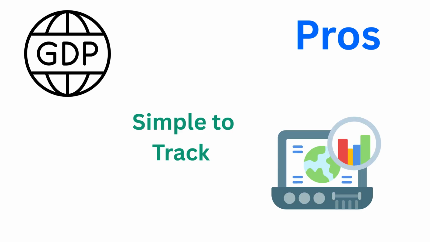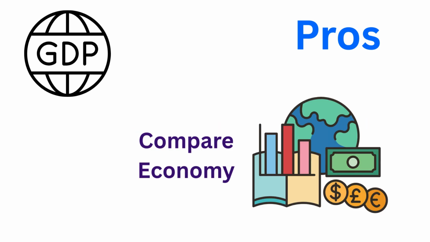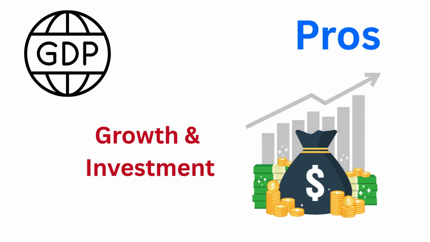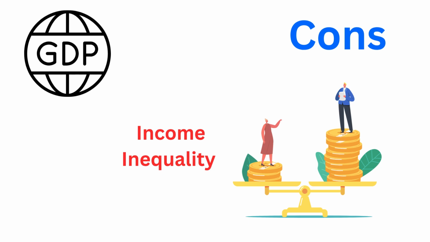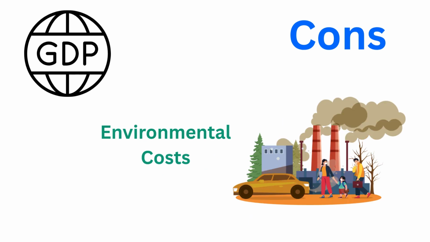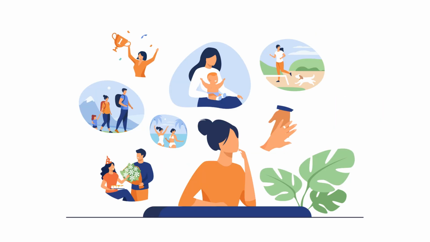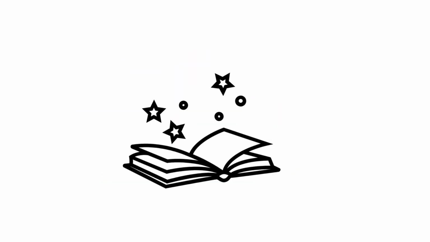Now, GDP is a great tool, but it's not perfect. Let's look at the pros. It's simple to track. It helps compare economies. And it often reflects growth, jobs, and investment. But the cons? It doesn't show income inequality. One billionaire can skew the whole average. It ignores environmental costs like pollution. And it doesn't measure happiness, well-being, or unpaid work like raising kids or caring for family. So, while GDP is powerful, it's not the full story.